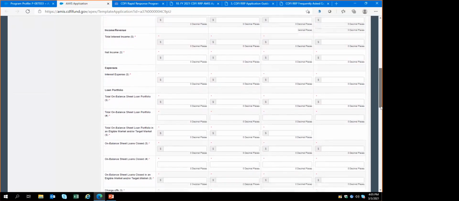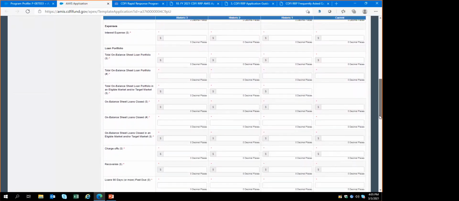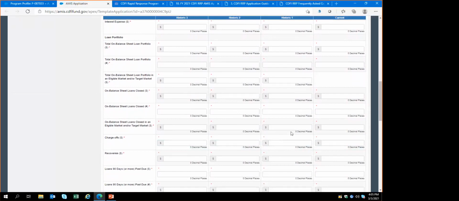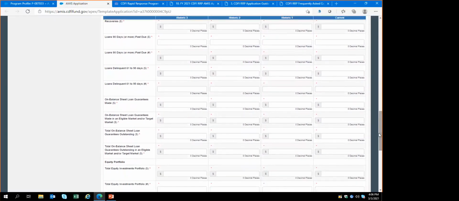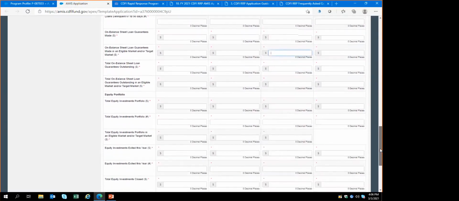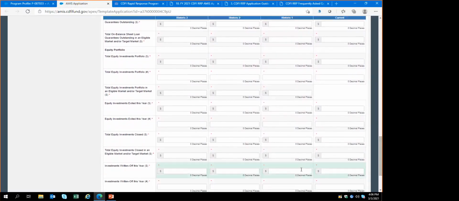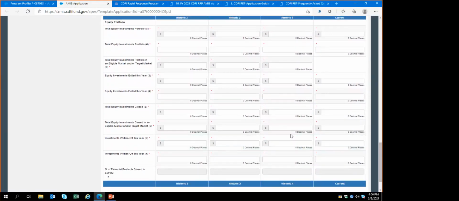And that's calculated by adding up your on-balance sheet loans closed in an eligible market and or target market. So this field right here. Your organization's on-balance sheet loan guarantees made in an eligible market and or target market. And then finally, your organization's total equity investments closed in an eligible market and or target market.